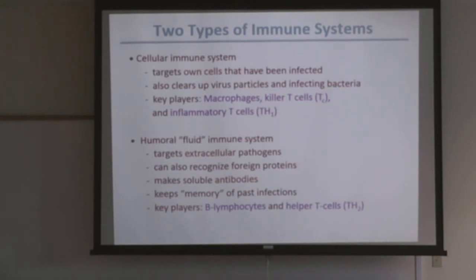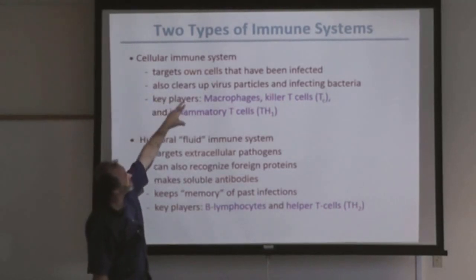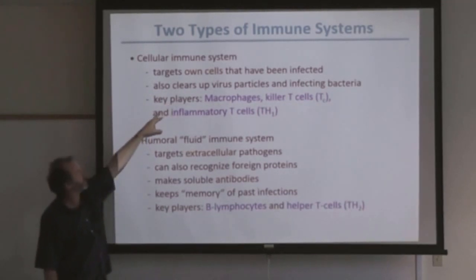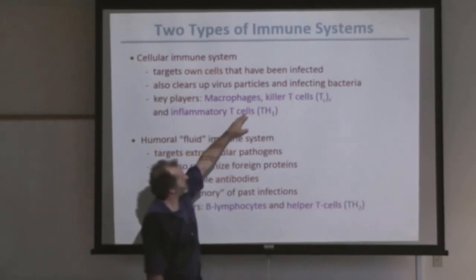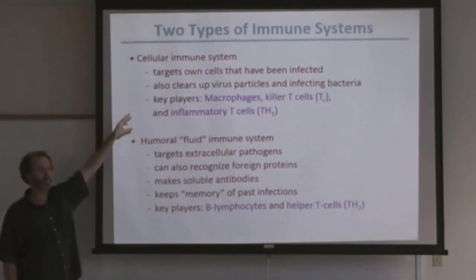Anyways, 2 types of immune cells. Who's taking immunology right now? Most of the class, I think, right? I've never taken an immunology class, so I guarantee you guys know more than me already. The cellular immune system targets its own cells that have been infected, and also clears up virus particles and infecting bacteria. Key players are macrophages, killer T cells, and inflammatory T cells, Th1s. Have you guys learned about these?